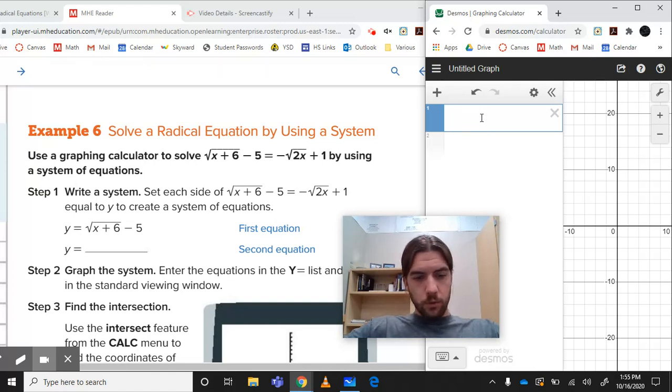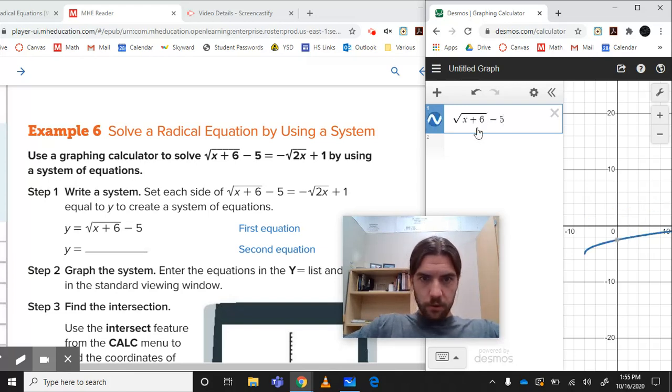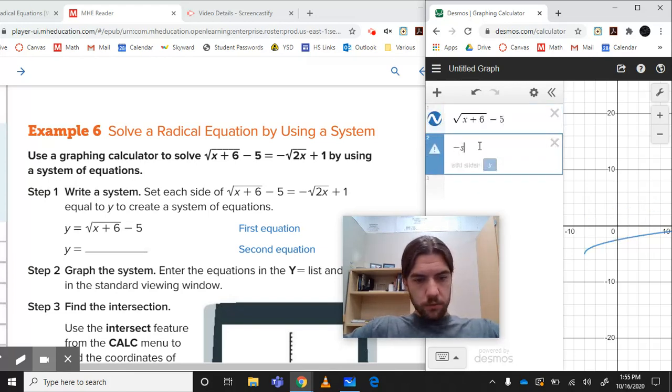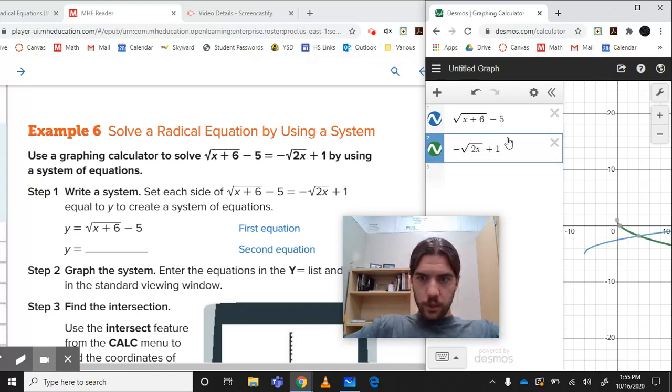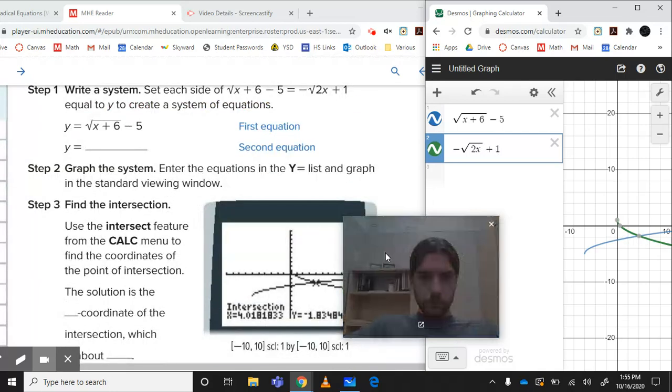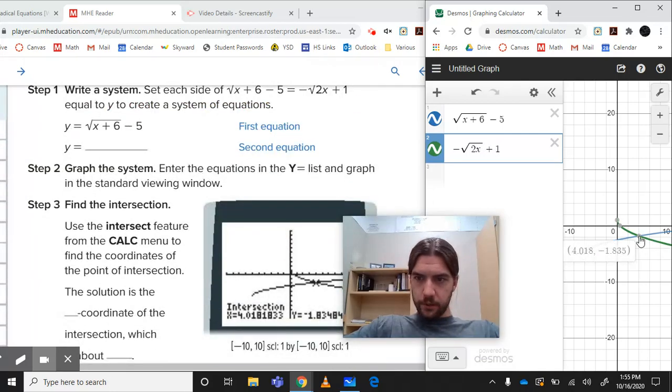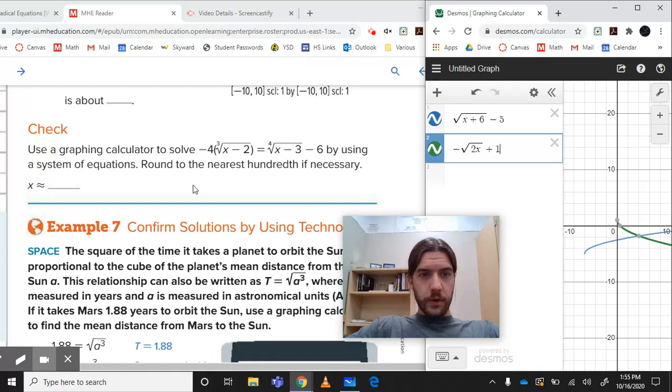All right, so we're going to do square root of x plus 6 minus 5. Let's do the negative square root of 2x plus 1. And we want to know, like in this picture, where do they intersect? Well, they intersect at 4.018 for the x value and negative 1.835 for the y value. Okay, so those are our values.